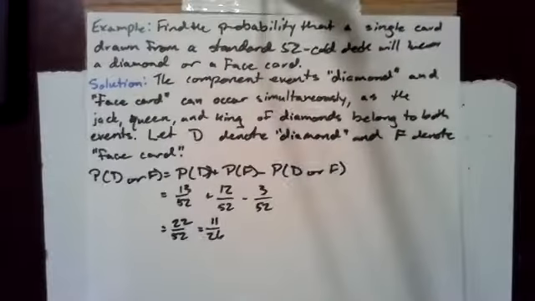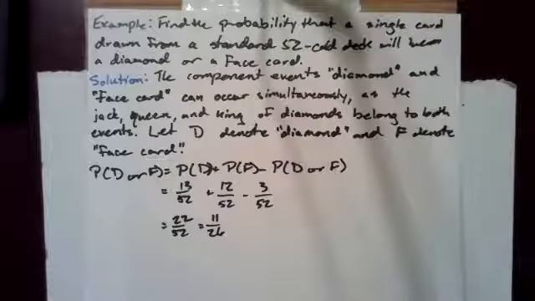One more example. Find the probability that a single card drawn from a standard 52-card deck will be a diamond or a face card. First, these are not mutually exclusive events. The Jack, King, and Queen of diamonds belong to both events. So we let D denote the event that a diamond is drawn, F denote the event that a face card is drawn.